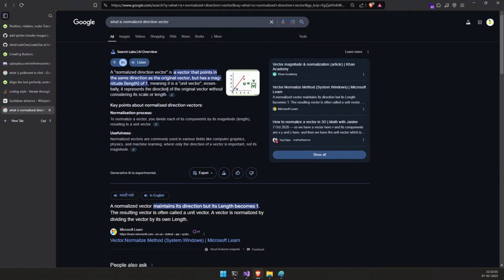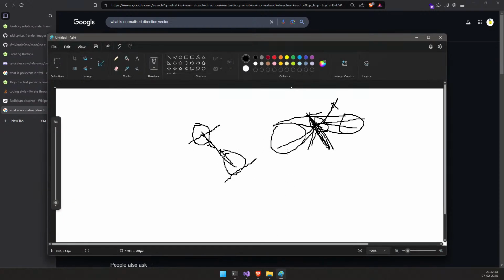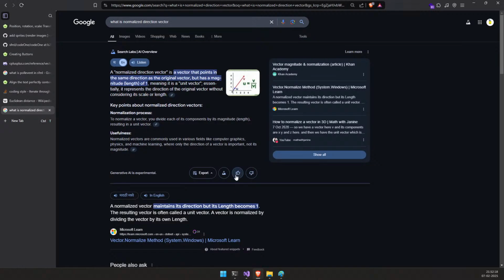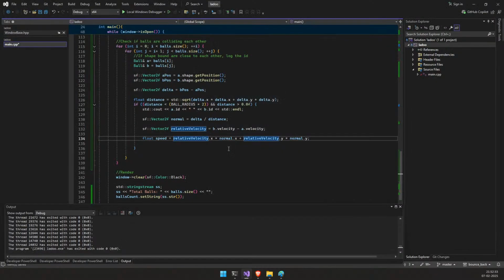It represents the direction of the original vector without considering scale or length. To normalize a vector, you divide each of its components by its magnitude, length. So we are creating a vector for this and normalizing it to point in the same direction. A normalized direction vector is a vector that points in the same direction as the original vector but has a magnitude, length, of 1.